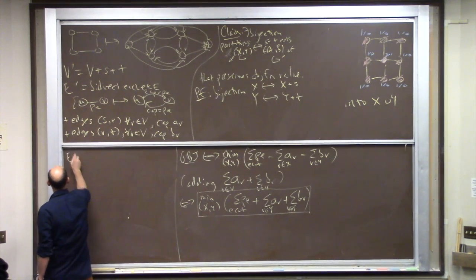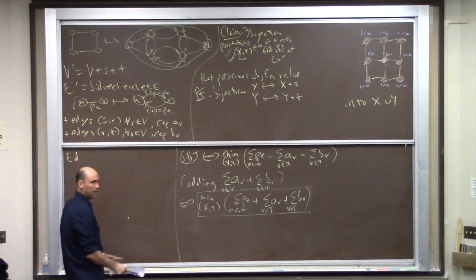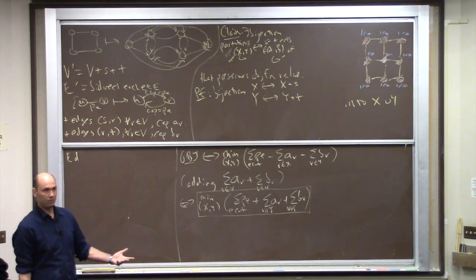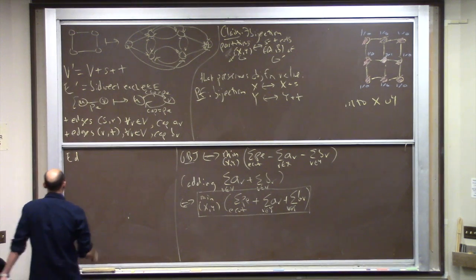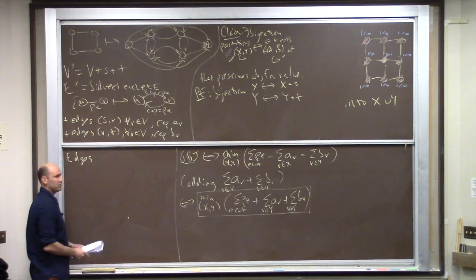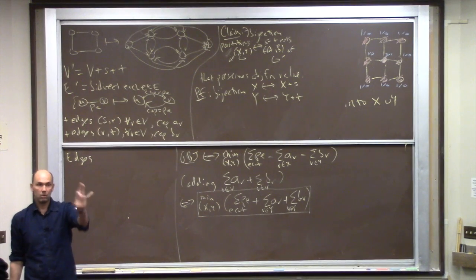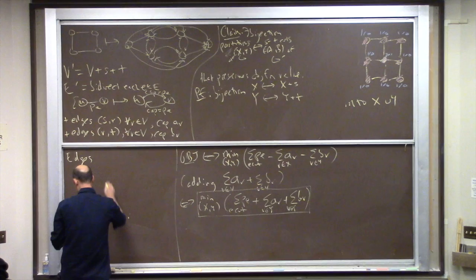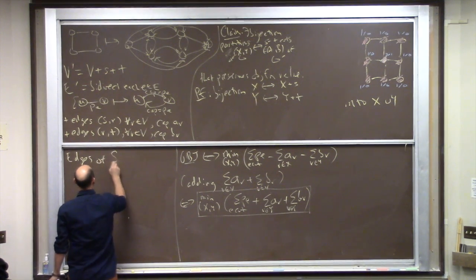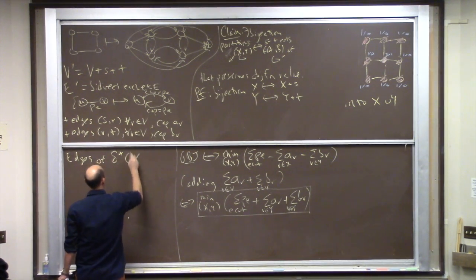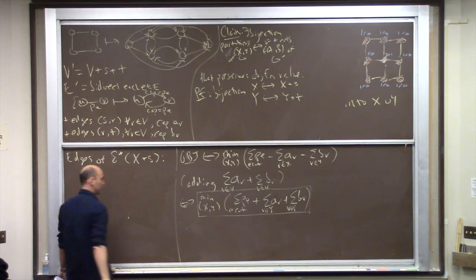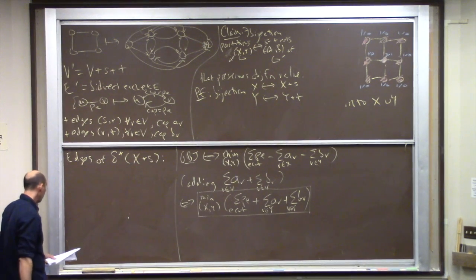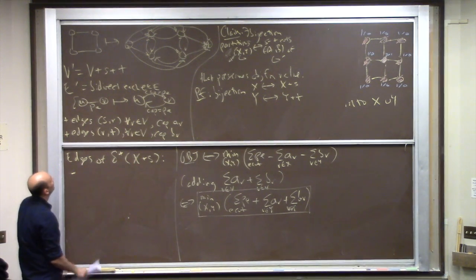All right, so again, pick your favorite ST cut. The source side has the form S plus X for some X. We want to compute its capacity. Remember, capacity refers only to the edges sticking out. So you want to sum up the capacities of the edges sticking out of the source side of the cut. So we're going to look at delta plus, the edges sticking out, of X plus S, where X is arbitrary. X is just some subset of V.